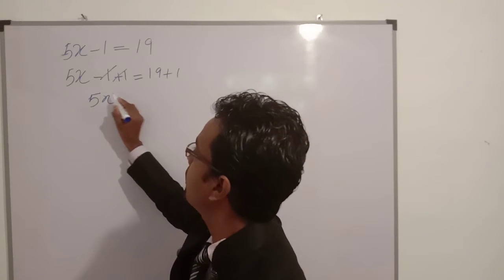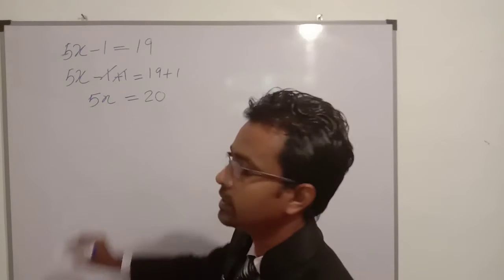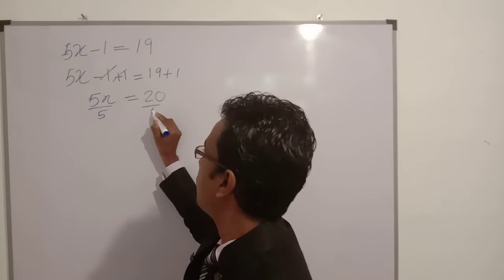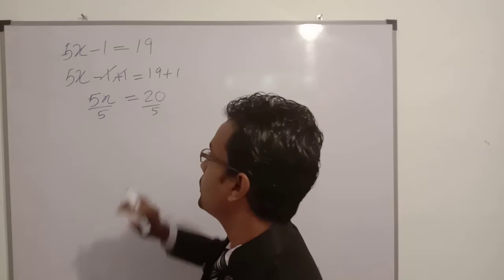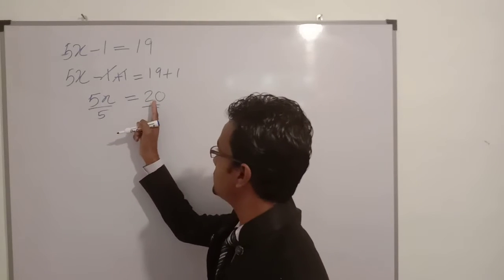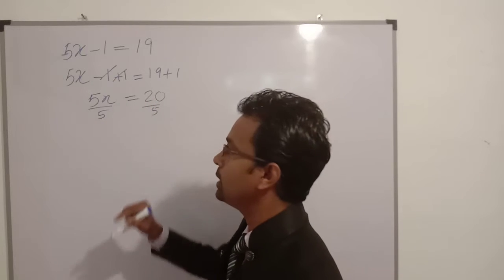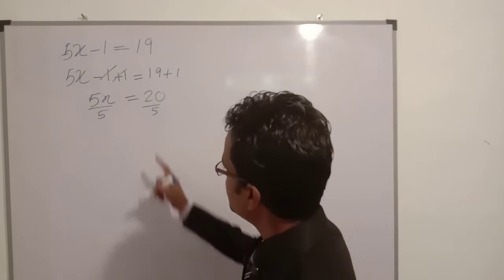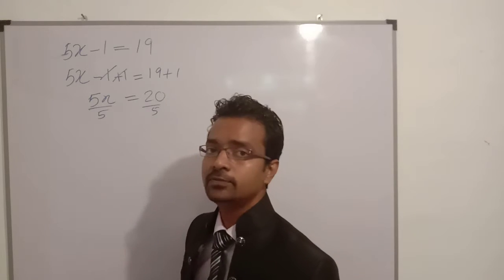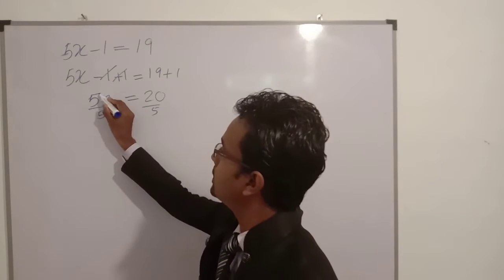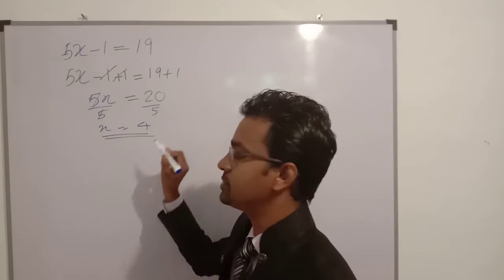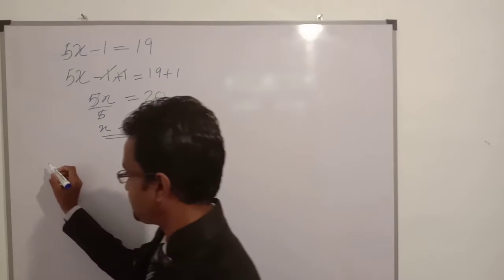5x remains. 5x is equal to 20. Divide both sides by 5, because 5x is for 20. We want the value of 1x. That's why let's divide 20 equally among 5 x's. To get 1, divide this 20 by 5, and in the same way divide the other side also by 5. The 5 cancels out, x is equal to 4. This is the answer.